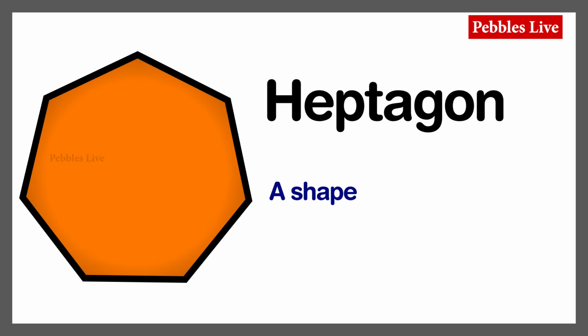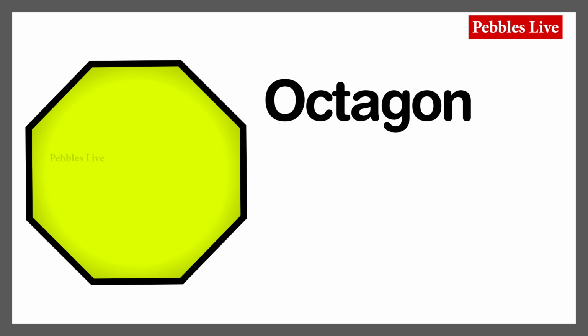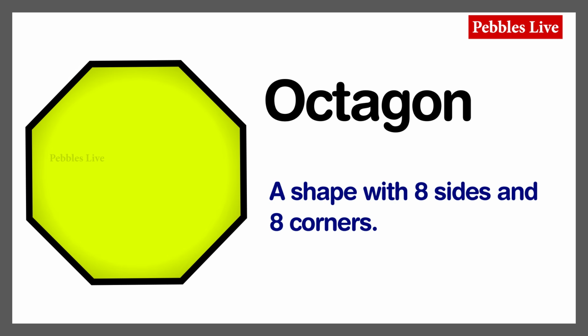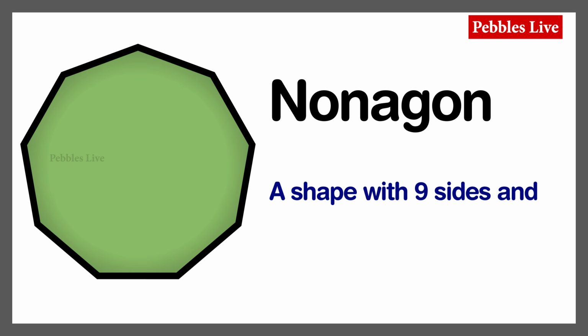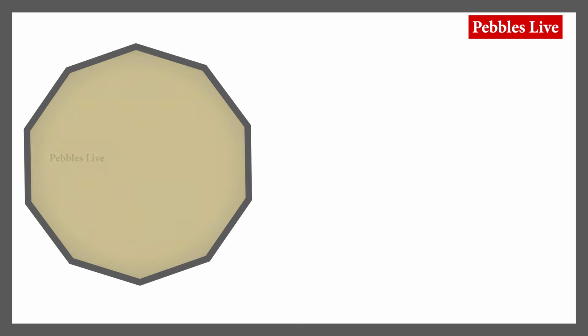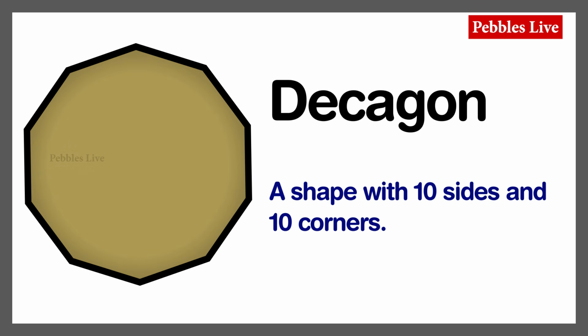Heptagon, a shape with 7 sides and 7 corners. Octagon, a shape with 8 sides and 8 corners. Nonagon, a shape with 9 sides and 9 corners. Decagon, a shape with 10 sides and 10 corners.